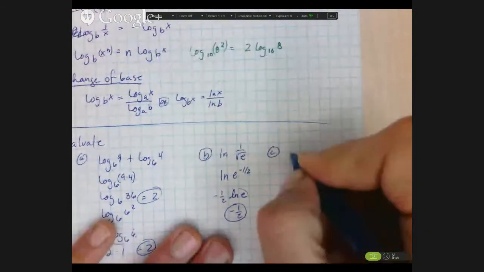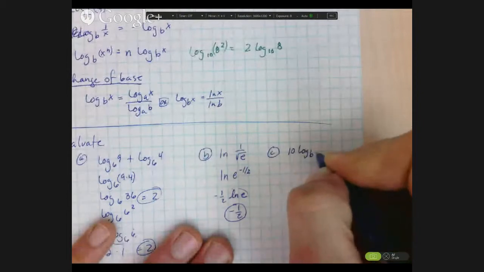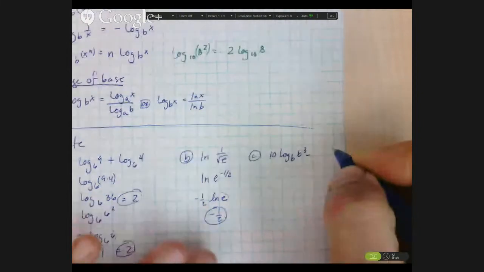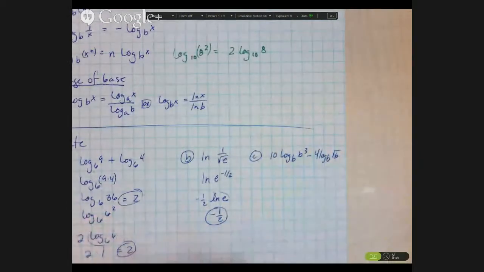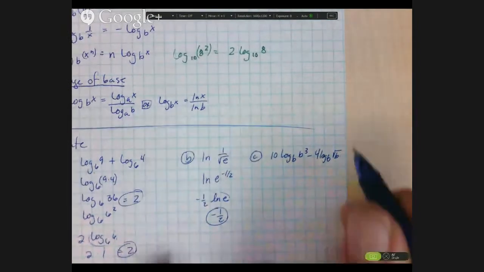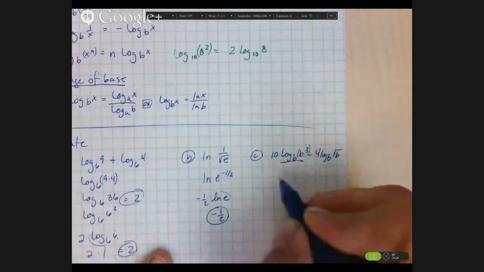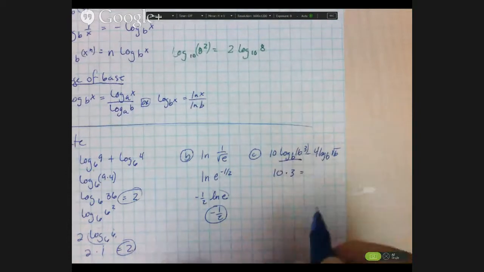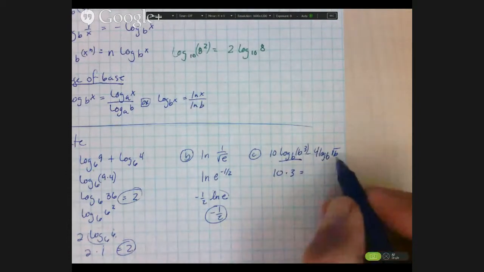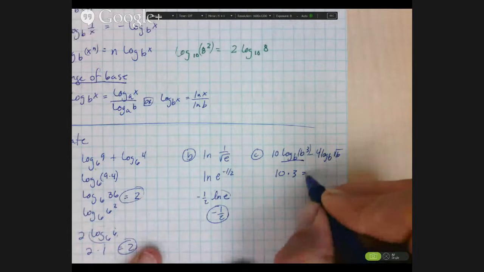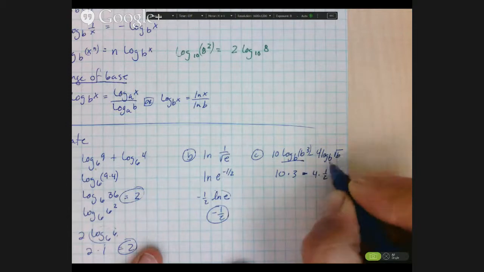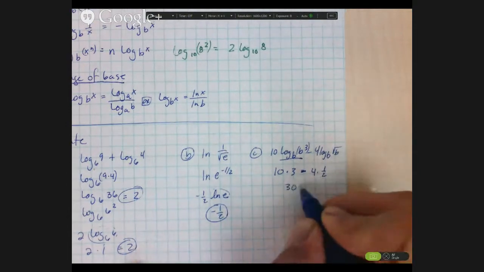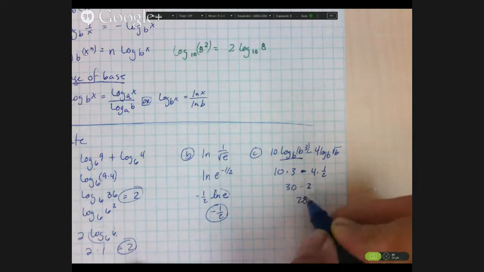Let's do a little bit more of a complicated one. Okay. This right here is 3. This one I believe is going to be 1/2, because that's an exponent to the 1/2. Log base b of b is 1, so all you're left with is the 1/2. So 10 times 3 is 30 minus 2, so we get 28. And we're good to go.